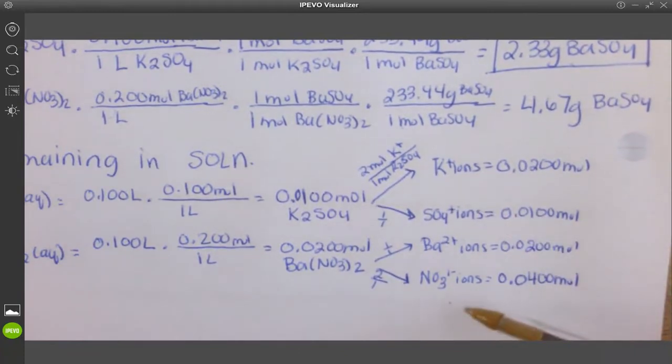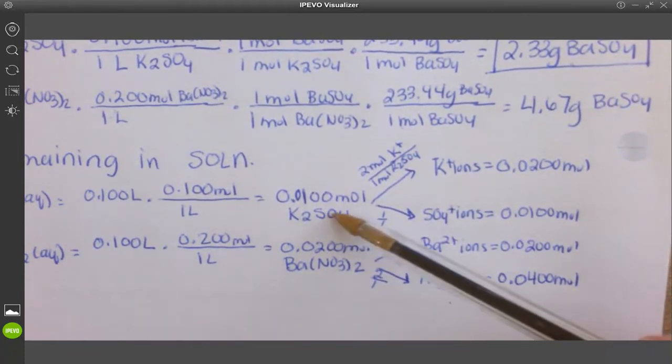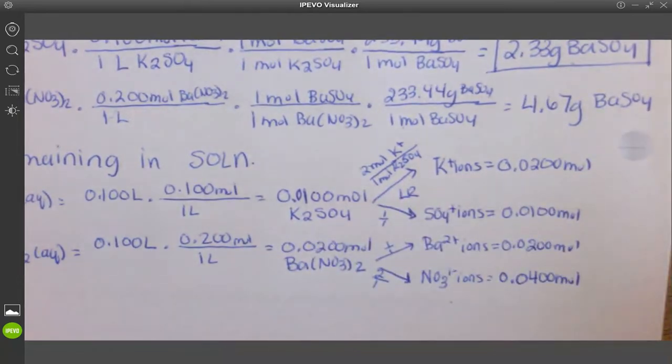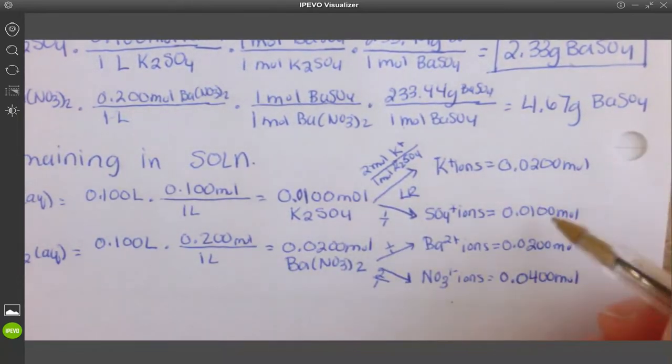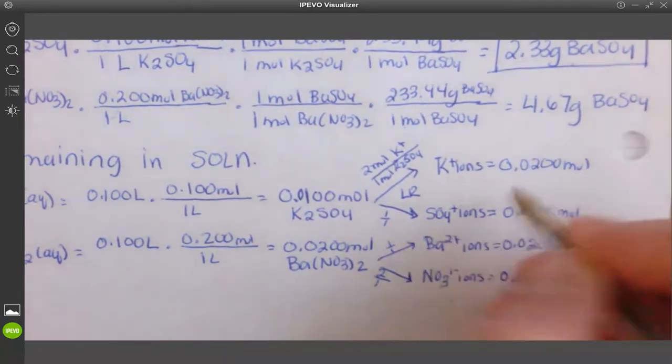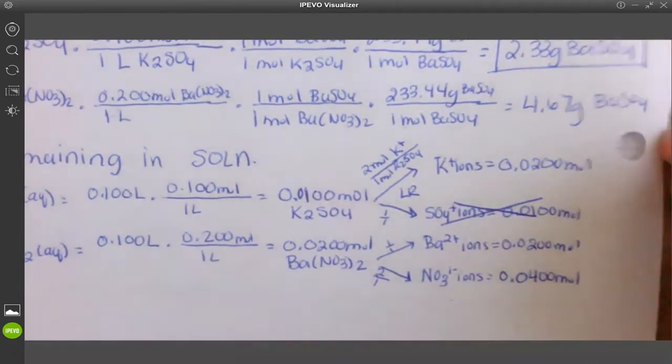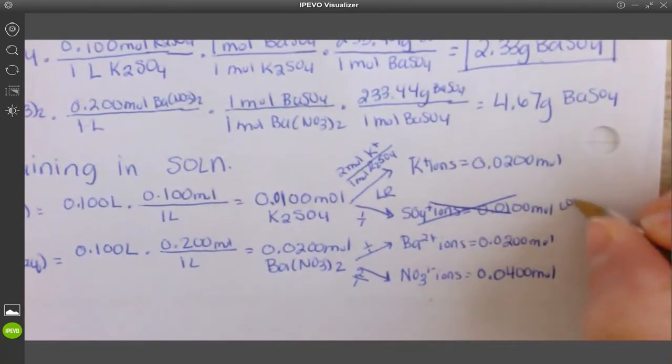Okay, now what's actually in solution and that we have to deal with? So when you look through these, we need to think about the fact that the K2SO4 was my limiting reactant, okay, which means that the SO4 ions that are in the precipitate, these are no longer in solution. Those are completely consumed.